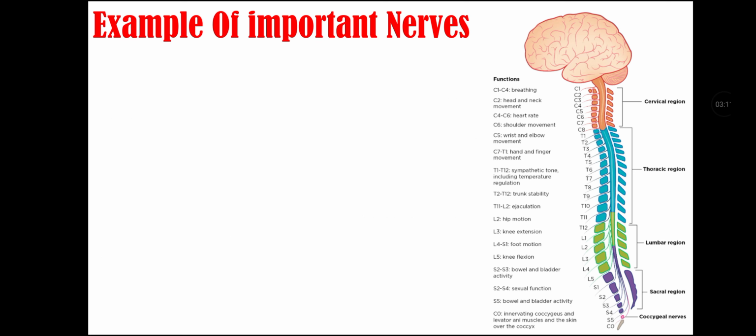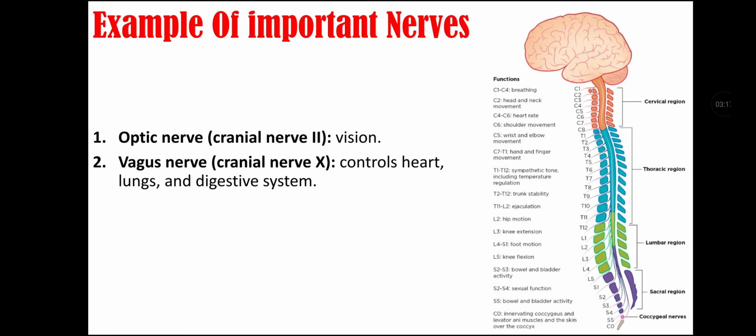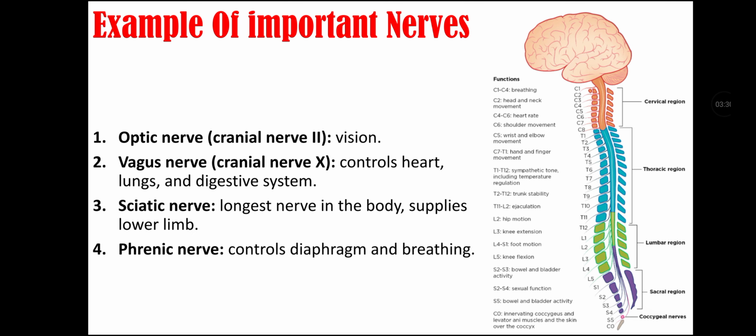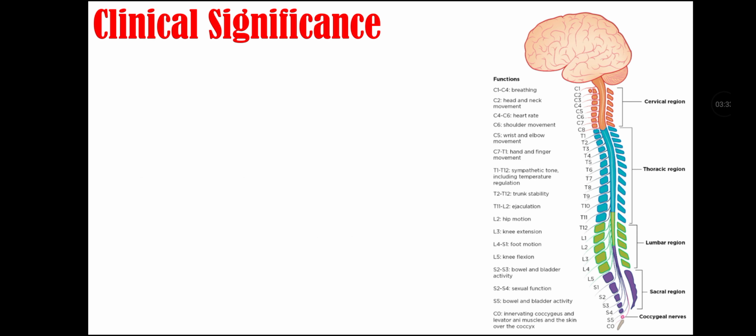Examples of important nerves. First is optic nerve, that is the second cranial nerve, and it is for vision. Second is vagus nerve, that is the 10th cranial nerve, and it controls heart, lung and digestive system. Third is sciatic nerve, that is the longest nerve in body, and it supplies lower limb. Fourth is phrenic nerve that controls diaphragm and breathing.